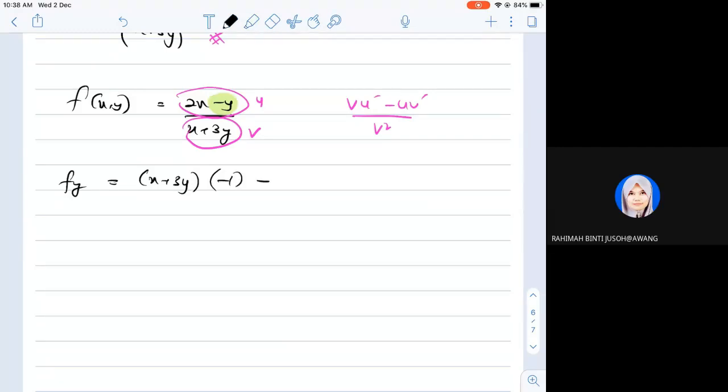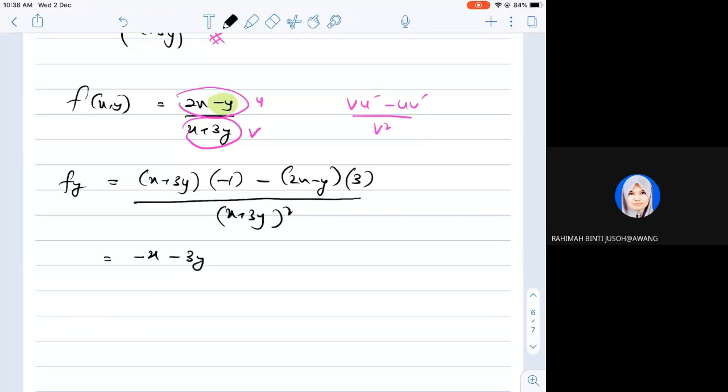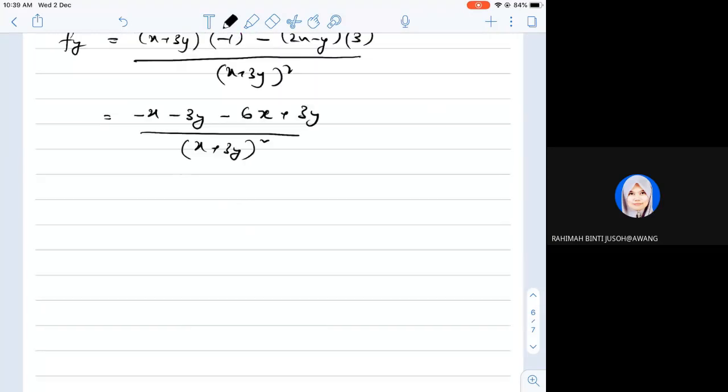Minus u, which is 2x minus y. Differentiate v now with respect to y. We will get 3. Okay, good. Well done. 3, divided by x plus 3y squared. So we will have negative x minus 3y minus 6x plus 3y, divided by x plus 3y squared. So we will have negative 7x over x plus 3y squared. Isn't it?